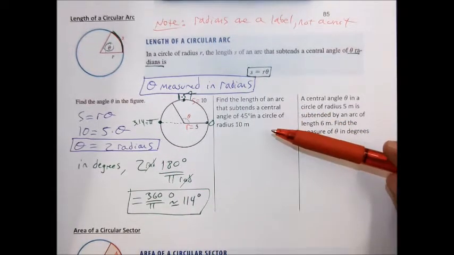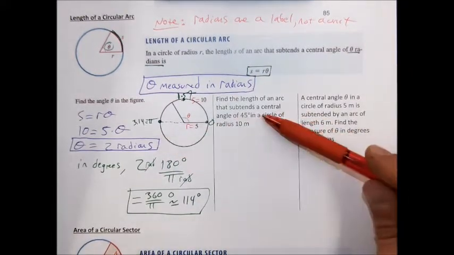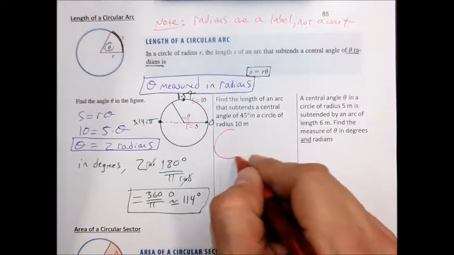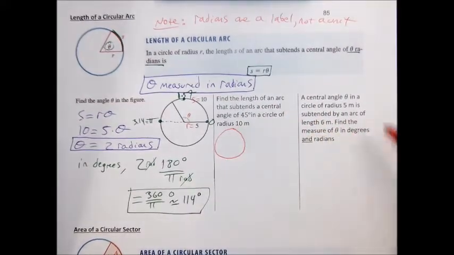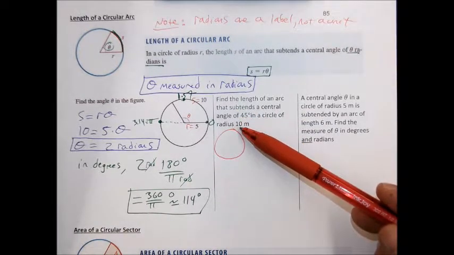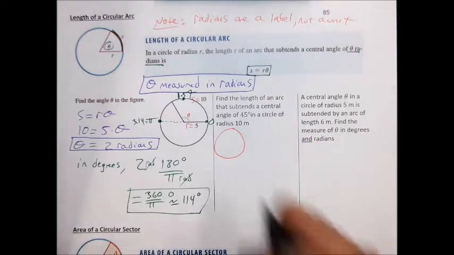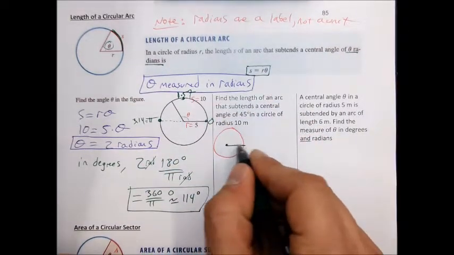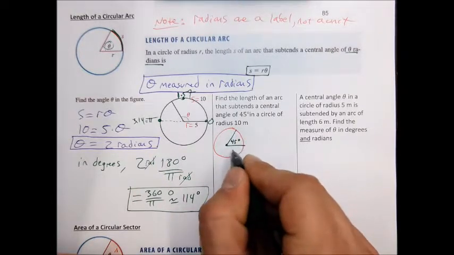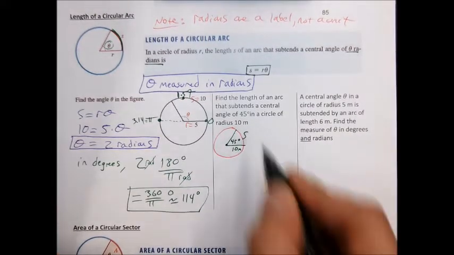The next one's also not bad, but we just need to do a little bit more thinking. This is the same kind of question, except we're not given a picture. So let's just draw the picture. If we have a circle like this, we're saying that the angle is 45 degrees and the radius is 10, and we want to find the length s. And so that would look like this then. 10 meters. And we want to figure out what s is.